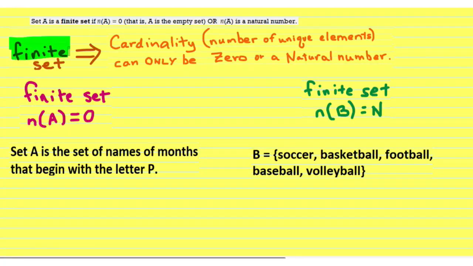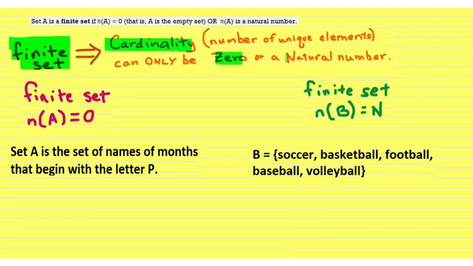Let's talk about finite sets first. Again, the finite set has a cardinality that can only be 0 or a natural number. And just to remind you, in case you've forgotten from previous videos, cardinality means the number of unique elements. That means that we count all the elements, but we do not count duplicate elements. So that's what the unique part is, that we do not count duplicates. If it appears twice, we do not count it twice. Okay, but let's go over here to a finite set that has a cardinality of 0.